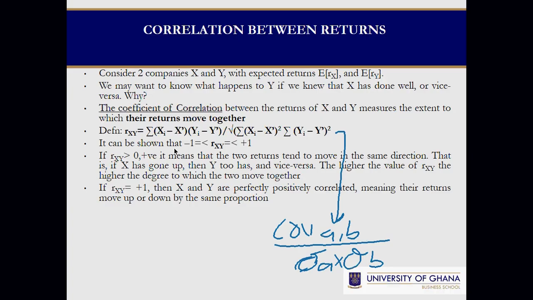So it can be shown that correlation is greater than or equal to -1, but less than or equal to 1. If correlation is greater than 0, that is, it is positive, it means that the two returns tend to move in the same direction. That is, if X has gone up, then Y too has, and vice versa. The higher the value of the correlation, the higher the degree to which the two move together.